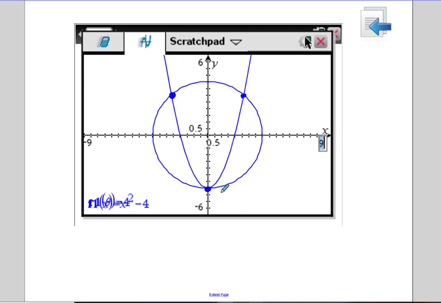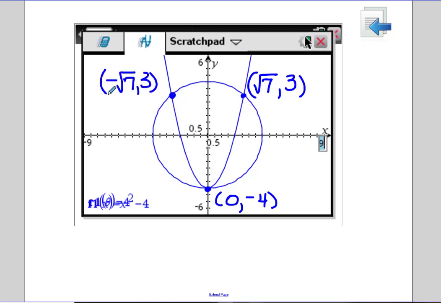This was the first one. When x is 0, y was negative 4. When x is radical 7, y is 3. And when x is negative radical 7, y is also 3. So we had 3 solutions.